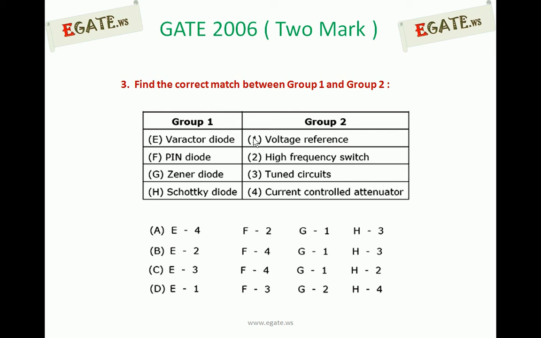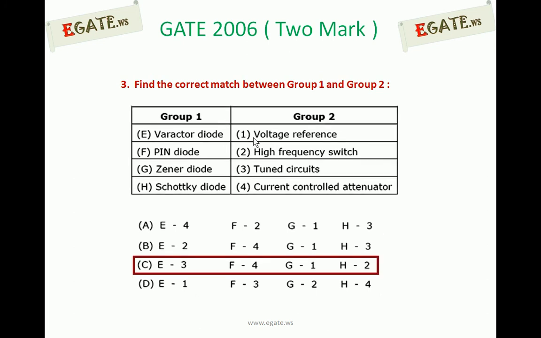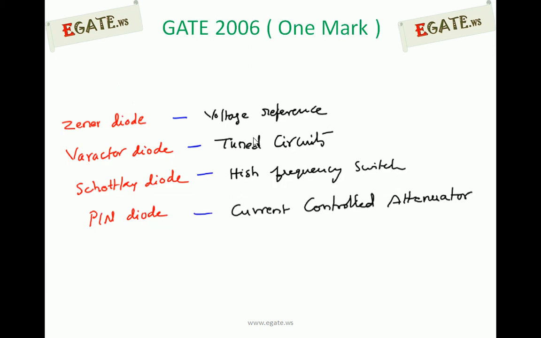These are the following options A, B, C, D. Look at those options. The correct answer for this question is C: E3, F4, G1, H2. We can easily check this one because we know the standard application of the Zener diode is that it can act as a voltage regulator. So voltage reference is used for the Zener diode.